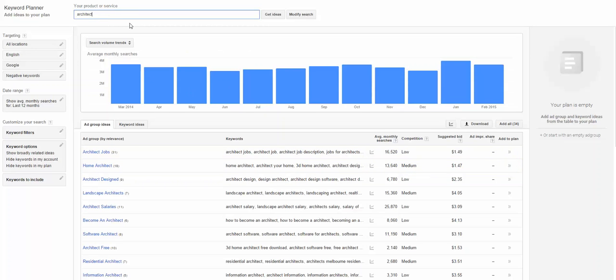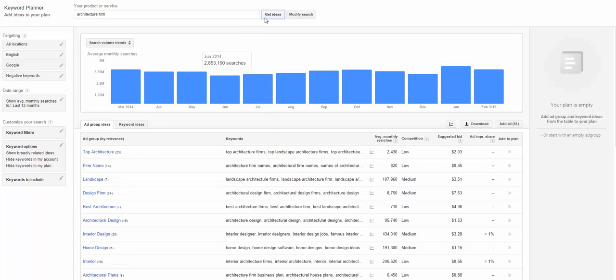So now as I used architect there, we'll go ahead and update it to architecture firm, and you'll see that we change quite a bit in terms of what those results are that show up. The architect jobs, for example, will no longer be there. Now we've gone to top architecture, we have firm name, we have landscape, we have design firm. So things change dramatically.